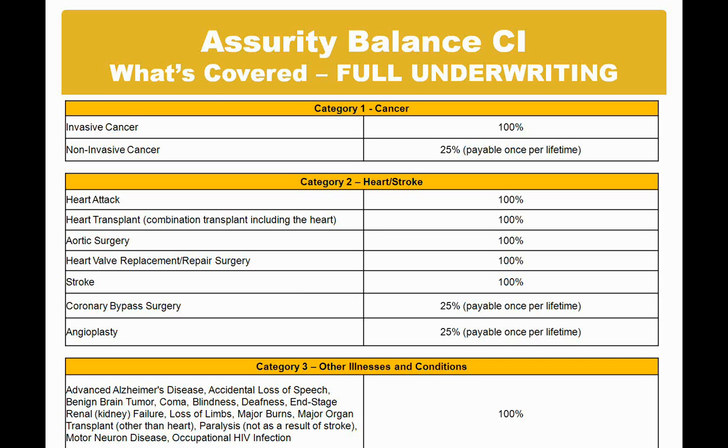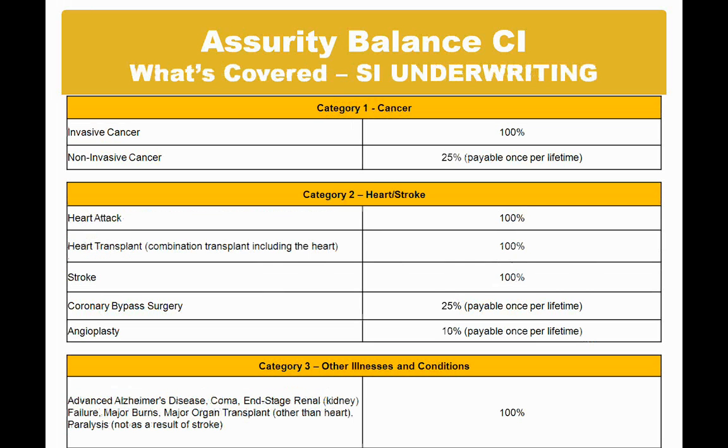Category 3, you'll have some extra conditions in the fully underwritten plan, whereas you see here in the simplified issue plan, you've got a little less conditions there, but they still have the advanced Alzheimer's disease, which is the key condition you want to carry over there. Categories 1 and 2 are the same across the 2 plans.